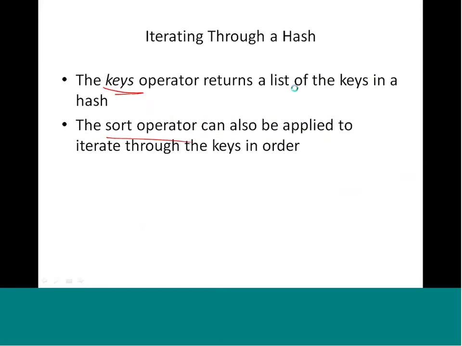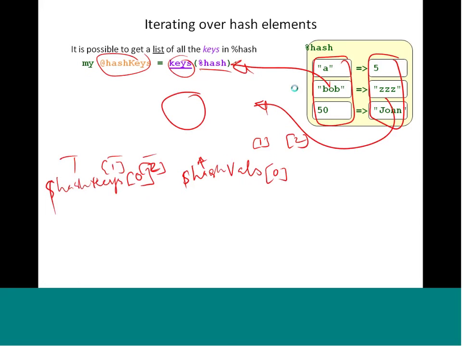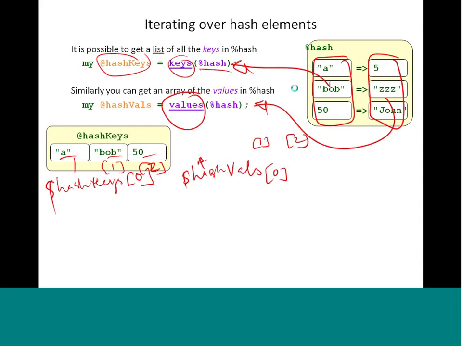Then we also saw how to access the hash array, and access various elements. If you want to access all the keys, we just use the keys function. We can also do a sort on the keys, so the sort function is also useful. Then you also saw the values function, which gives all the values of the array.